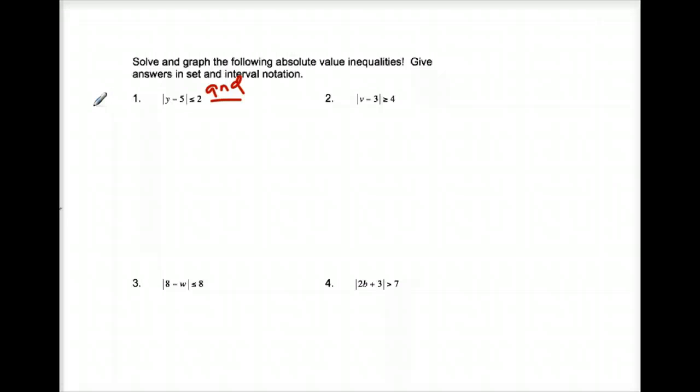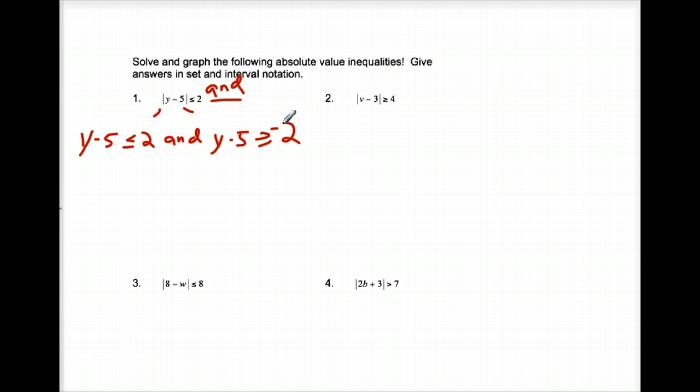Because this stuff, y minus 5 less than 2, could also be greater than -2. Sarah B, give me the two inequality problems that come out of that. Y minus 5 is less than or equal to 2, and y minus 5 is greater than or equal to -2.